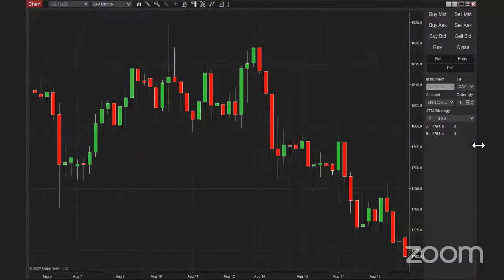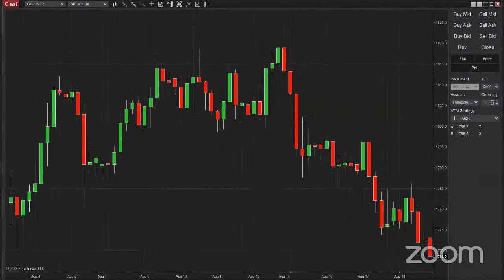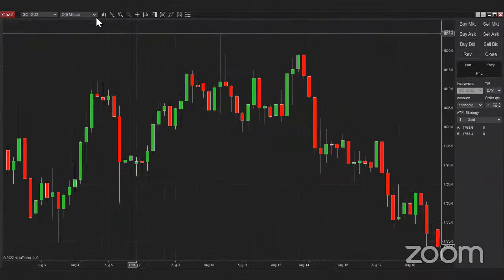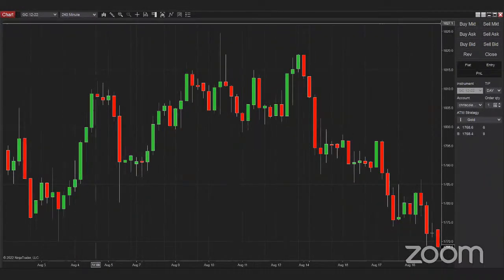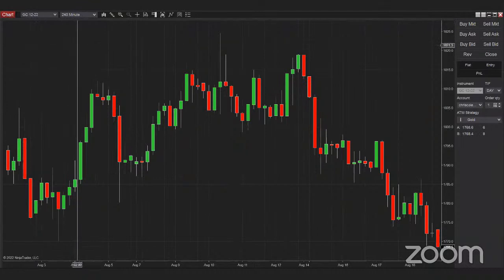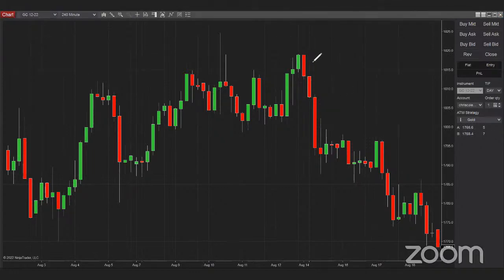All right, so here we have a 4-hour chart of gold. Okay, 240-minute GC 1222 gold futures market. Now if we look at this particular chart, our 4-hour chart, we can pretty much say that the market is moving in a downtrend.